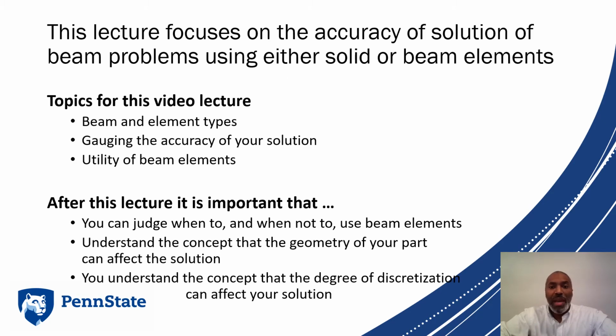So this lecture focuses on the accuracy of solution of beam problems using either solid or beam elements. The topics for this lecture are beam element types and solid element types, the gauging of the accuracy of your solution, and the utility of beam elements. After this lecture, it's important that you can judge when to and when not to use beam elements, understand the concept that geometry of your part can affect the solution, and understand the concept that the degree of discretization can affect your solution. By degree of discretization, what we mean is how many elements you break up a solid body into. The more elements you have, typically your solution improves, but there are some caveats to that which we'll discuss later in the class.